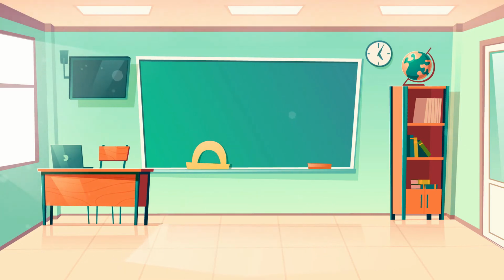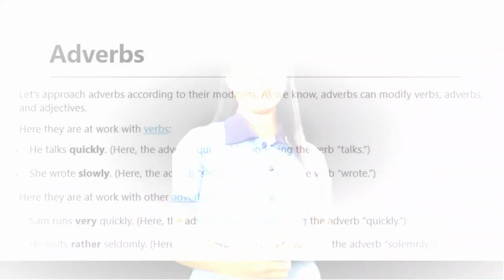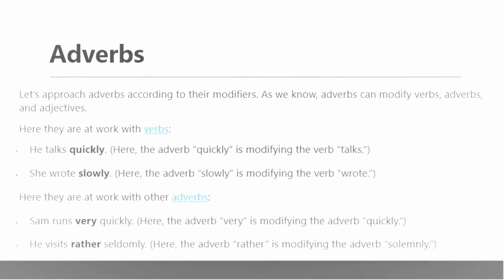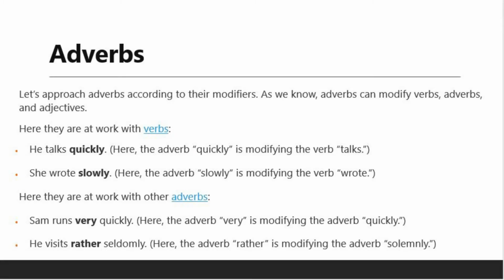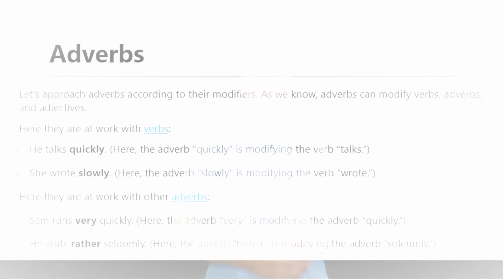I have here some examples of adverbs and adverbials, and by these examples, we can identify the difference between them. I have some examples of adverbs modifying verbs, adverbs, and adjectives, and I also have examples of adverbials. Here are the examples of adverbs. Now, let's take a look at the examples of adverbials.